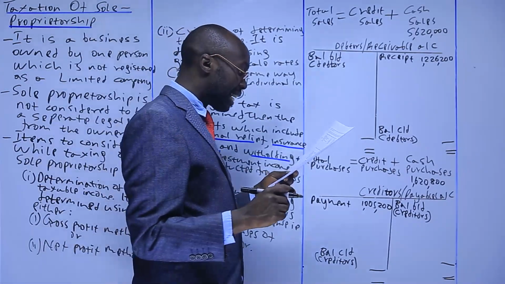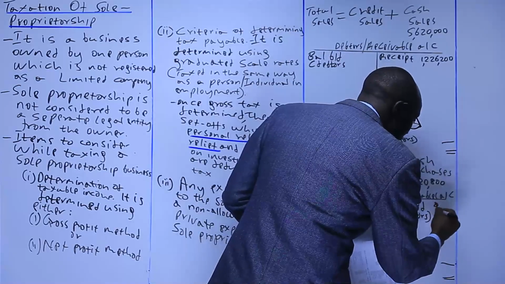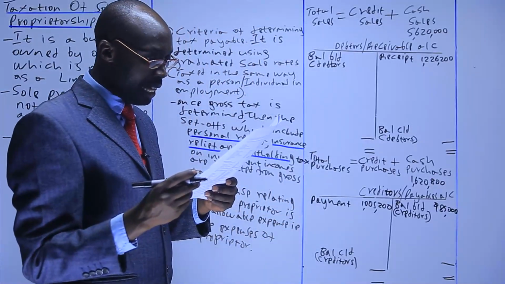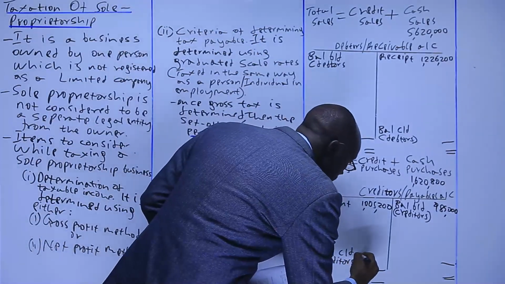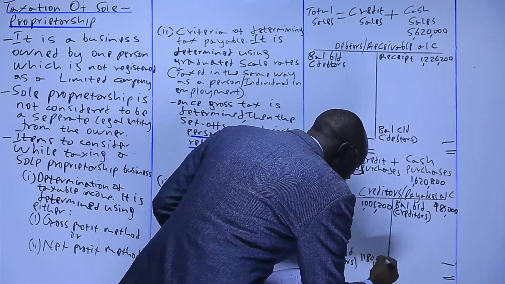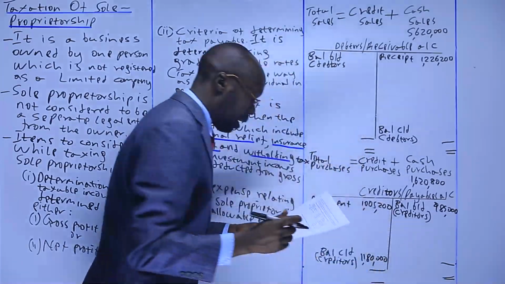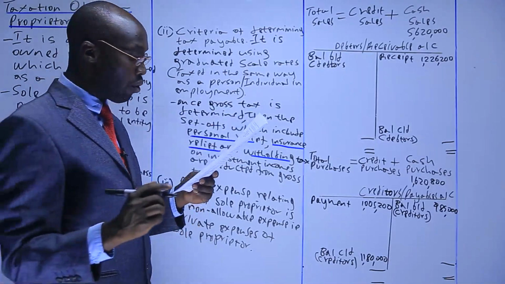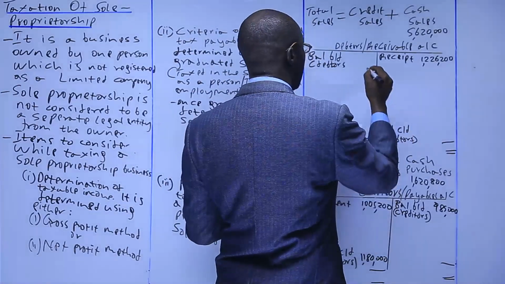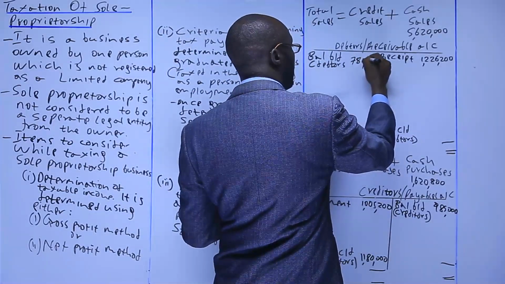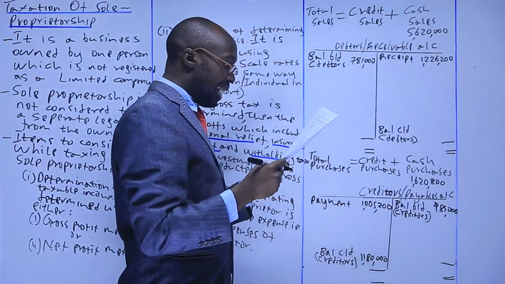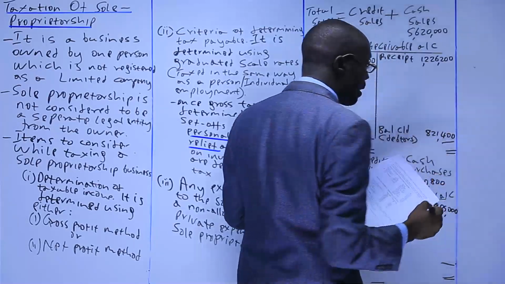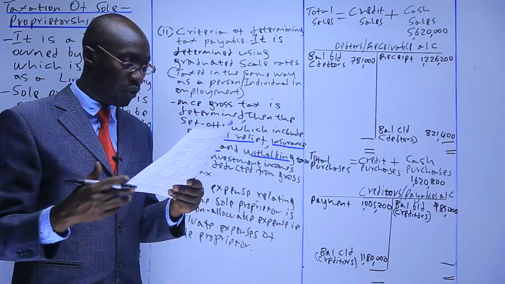Here we have the balance at the beginning for trade payables, 985,000. And the other one at the end is 1,180,000. After that, we have the inventory, no. Trade receivables, yes. At the beginning, 781,000. Then at the end, 821,400. Now that is the time that you're supposed to post when you come across the figures or the items.